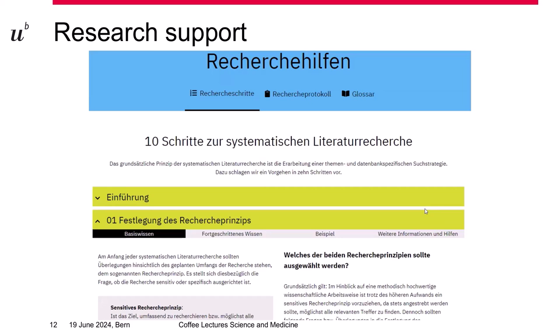But if you've ever attended one of our courses, you will probably be very familiar with these concepts that are laid out here. So be sure to check out this manual and recommend it to your students if they should try to start out on their own. There's also a protocol, which I can't really tell you much about, but just see for yourself. There's also a quick glossary with the most important terms of literature searching.